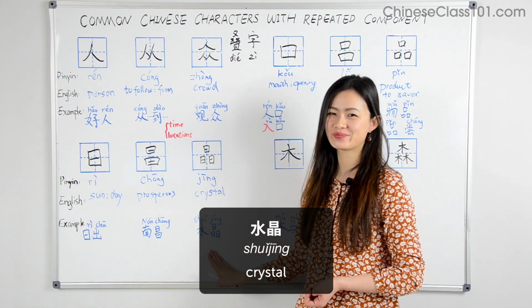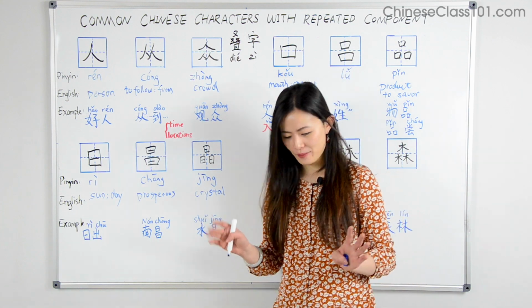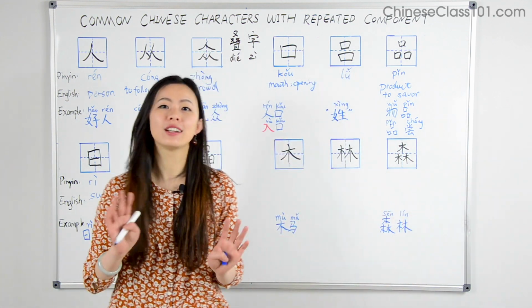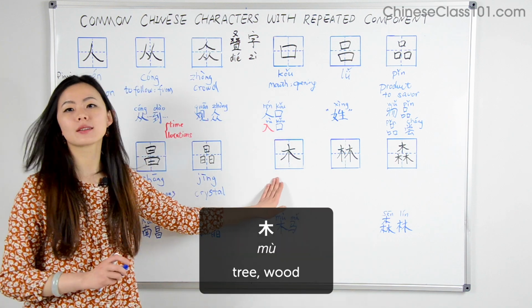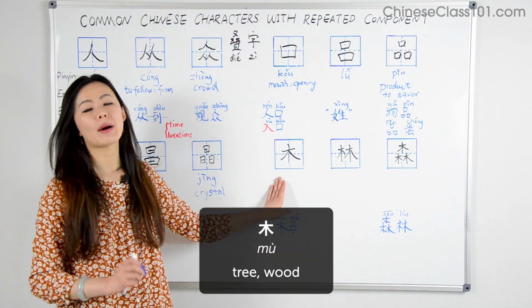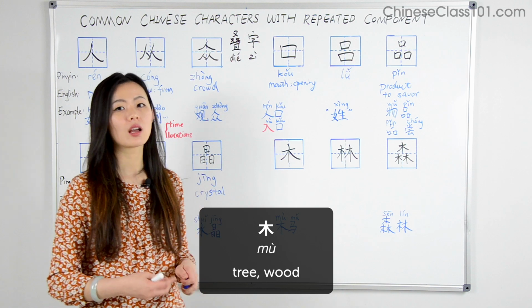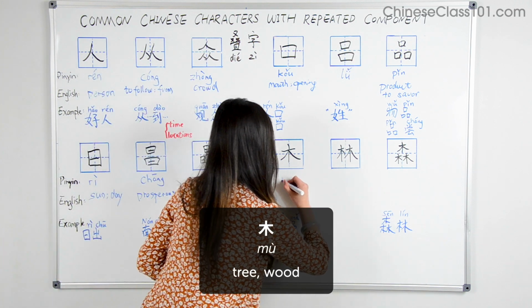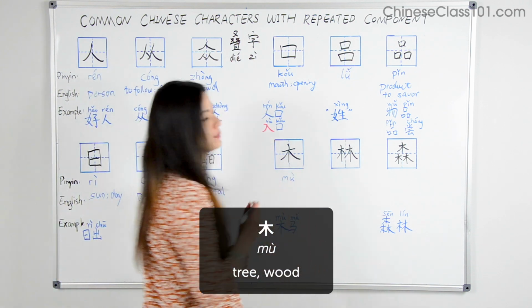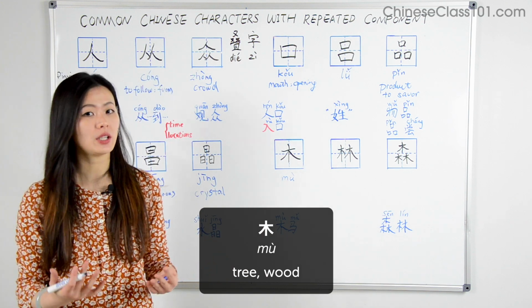水晶. Now we've come to the 4th set of 叠字 with this component. This one by itself is pronounced as 木. 木 means tree or wood.